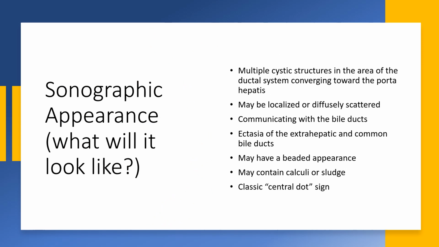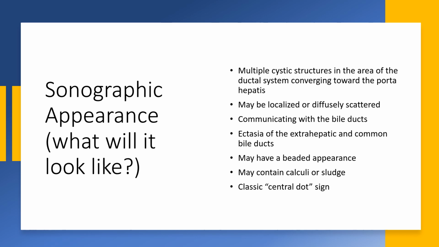It's going to appear on ultrasound as multiple cystic areas or structures in the area of the ductal system that converge toward the porta hepatis. So they're going to seem to cluster and point to the porta hepatis. They can be localized or diffusely scattered, and they're typically going to communicate with the bile ducts. You may see ectasia of the extrahepatic and the common bile ducts as well, and it can have a beaded or a string of pearl appearance.